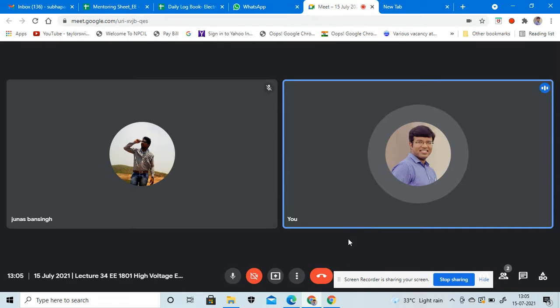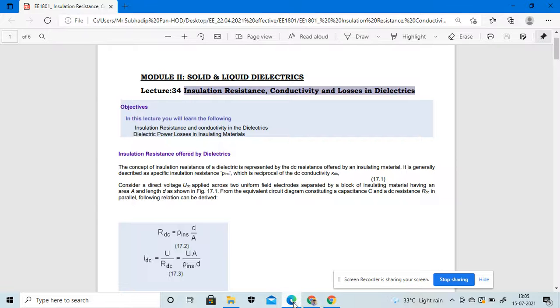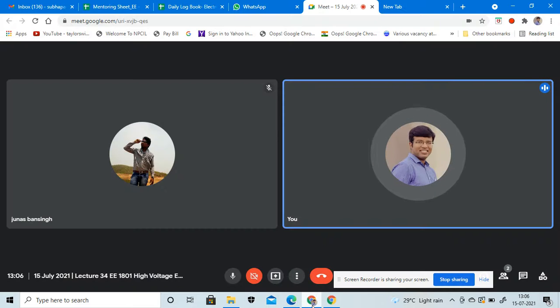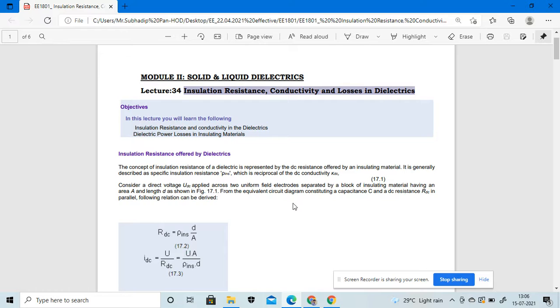So today we will discuss the insulation resistance as well as the conductivity and the losses in the various dielectrics, either solid dielectrics or liquid dielectrics. Depending upon the different insulation resistance and conductivity of the different dielectrics, we have to justify what will be the insulation resistance offered by the dielectrics.